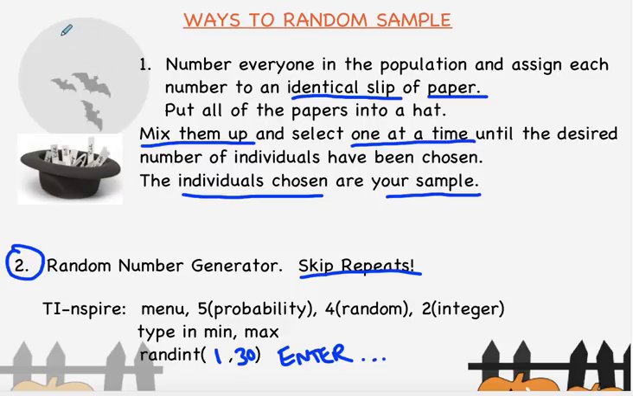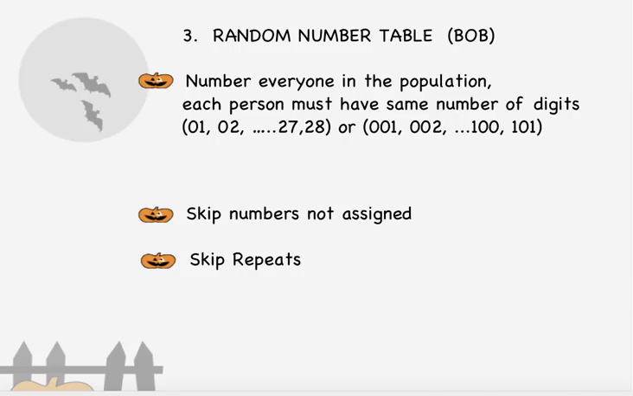Okay, the next way is a random number table. And this random number table is in the back of your book. That's what BOB stands for, the back of your book. So in the homework, it's going to ask you to go to table whatever. I can't remember what the letter is. Table A or table D, something like that. It's in the back of the book. The main thing you need to know is that each person has to have the same number of digits.